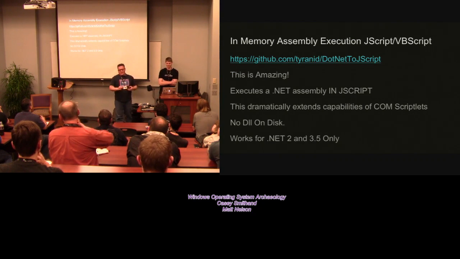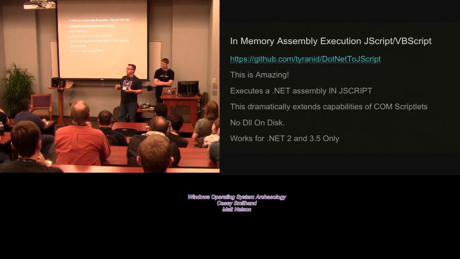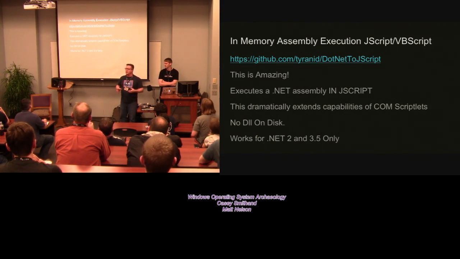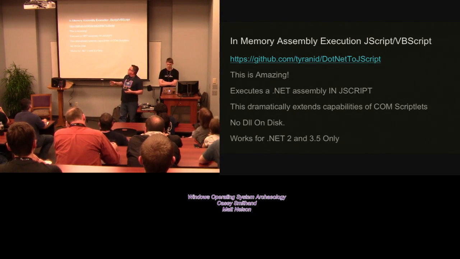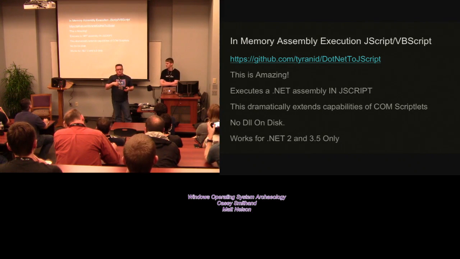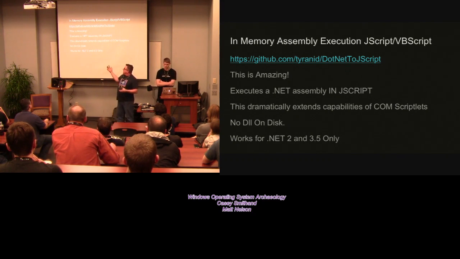Now, this came out about maybe 3 weeks ago. And I'm not sure people really understand the implications of this, but this is really James Forshaw's work. What he was able to do is, inside of a JScript file, serialize the .NET assembly to text, deliver that to the target, and then that will rehydrate, or you can create that in memory on the target and execute. There's no DLL left on disk.